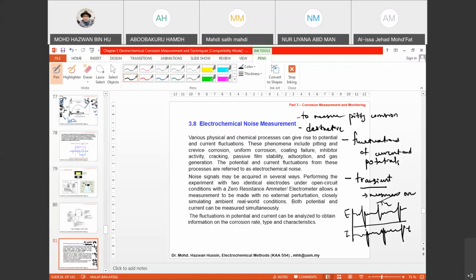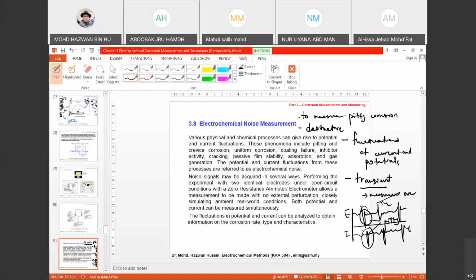So when you have a sudden change of potential or current value, this is actually what causes pitting. Various physical and chemical processes can give rise to potential and current fluctuations. These phenomena include pitting and crevice corrosion, uniform corrosion, coating failure, inhibitor activity, cracking, passive film stability, adsorption, and gas generation. The potential and current fluctuations from these processes are referred to as electrochemical noise.